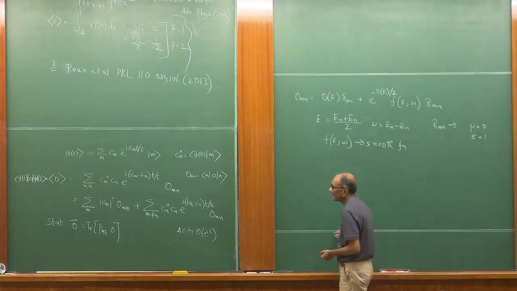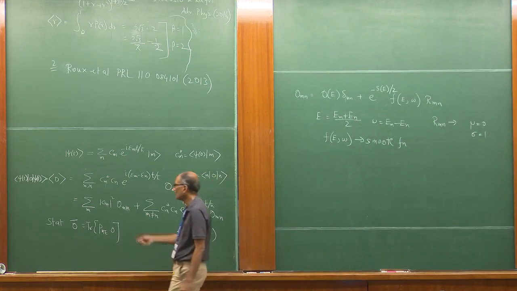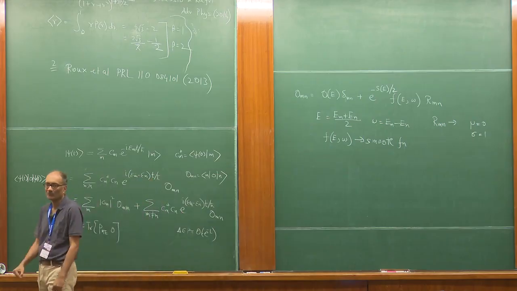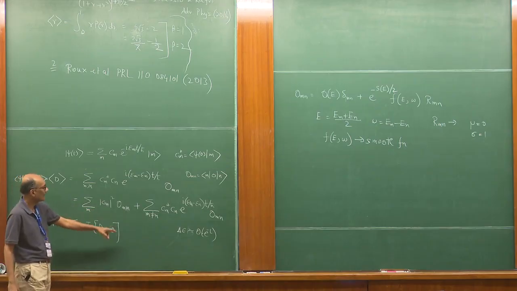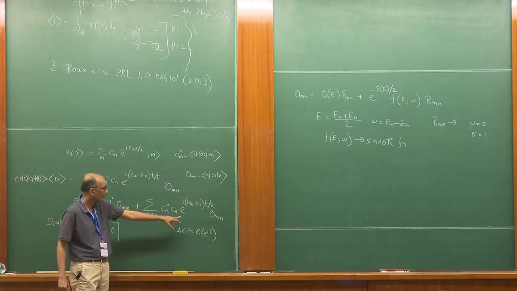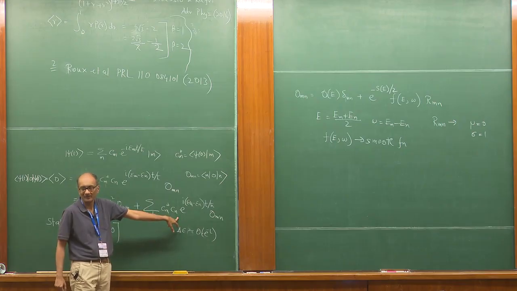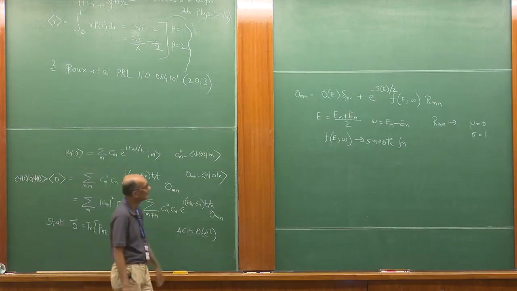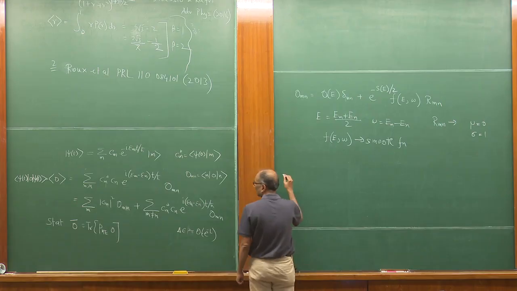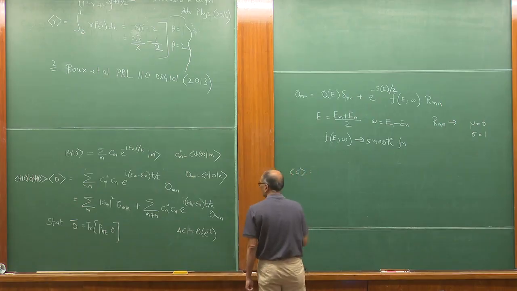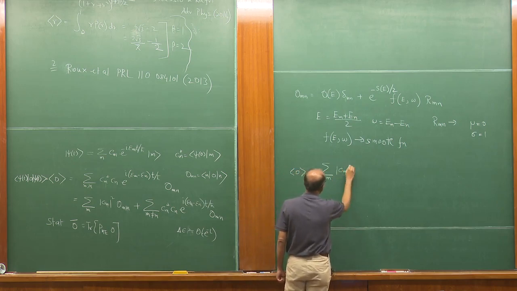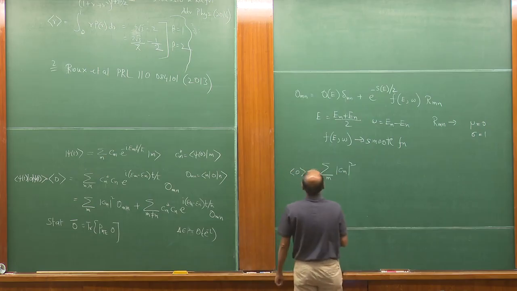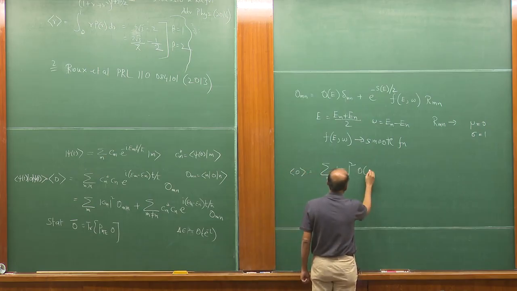So the first thing is that suppose I just consider the expectation of O now. What does this do? The expectation of O, I can now forget about the off-diagonal term because it's exponentially suppressed. So that's the thing. So now my expectation of O in the steady state answer becomes the summation over m of mod Cm square, and then O of E.